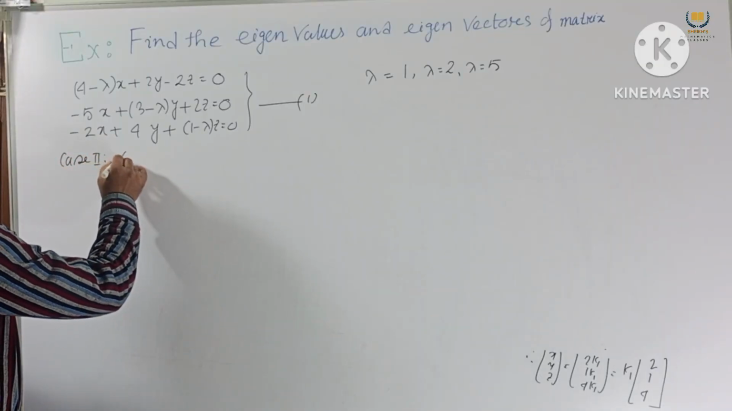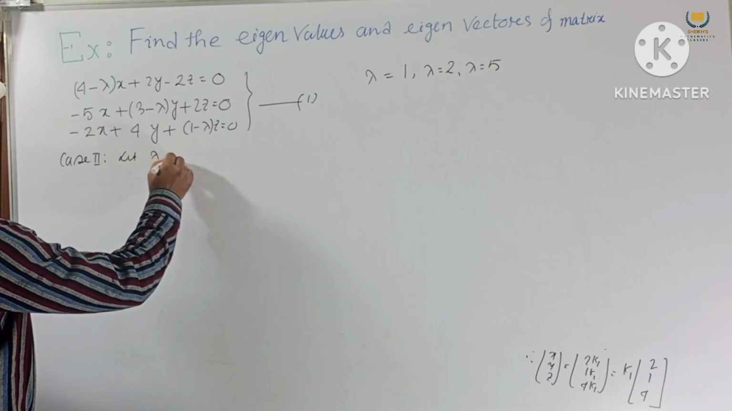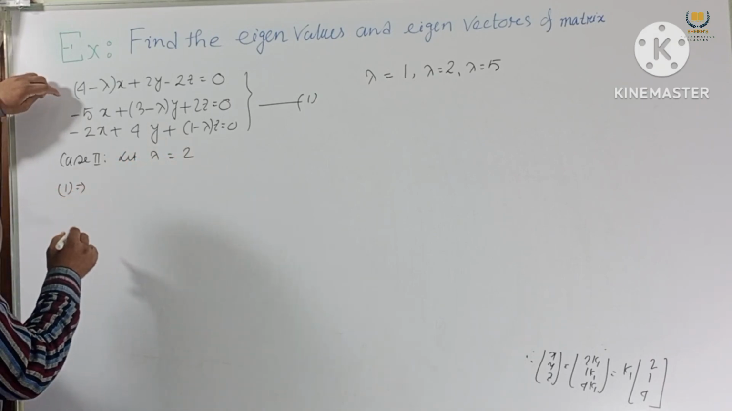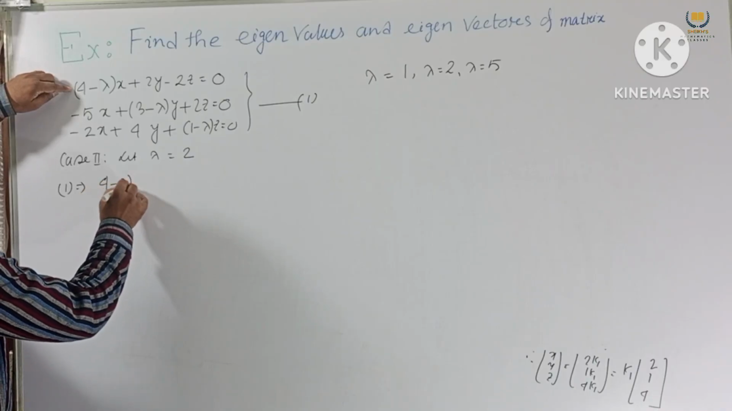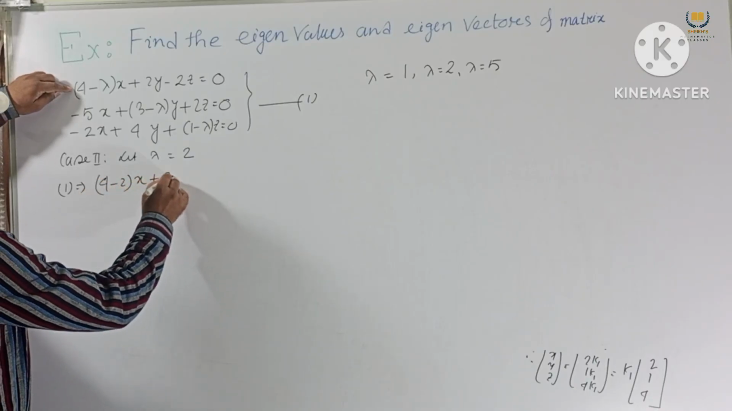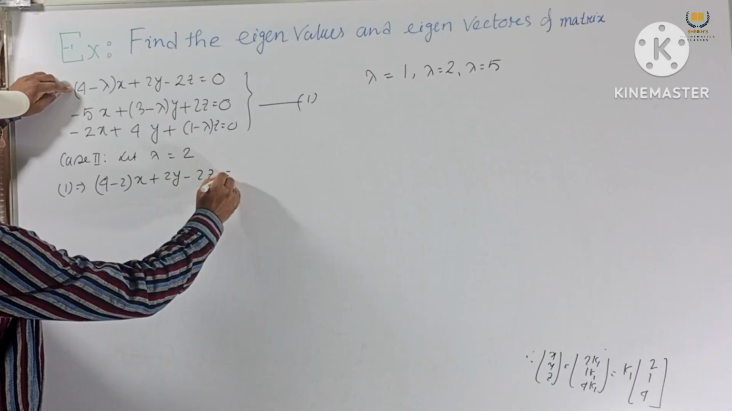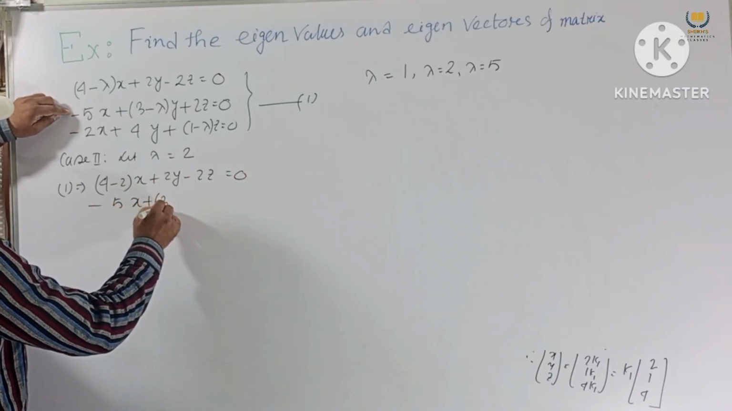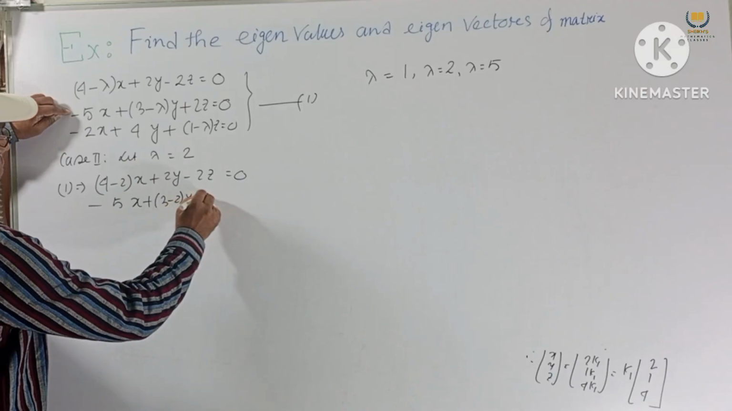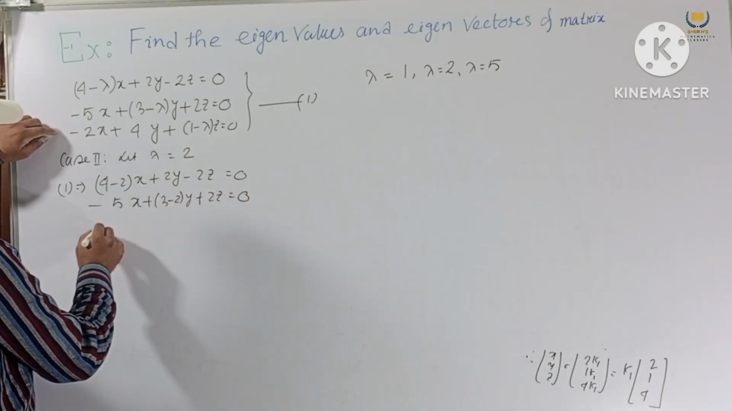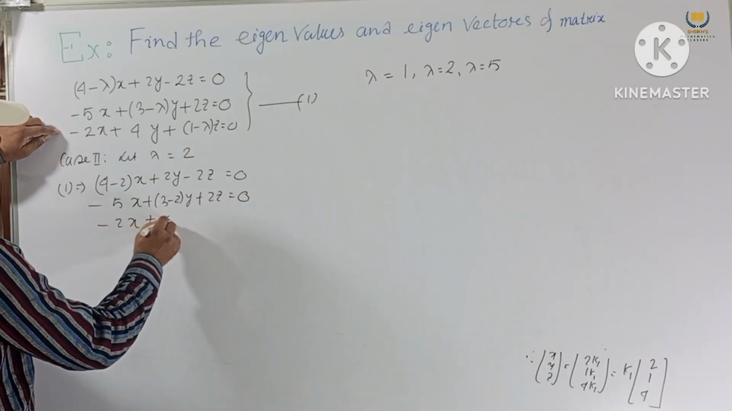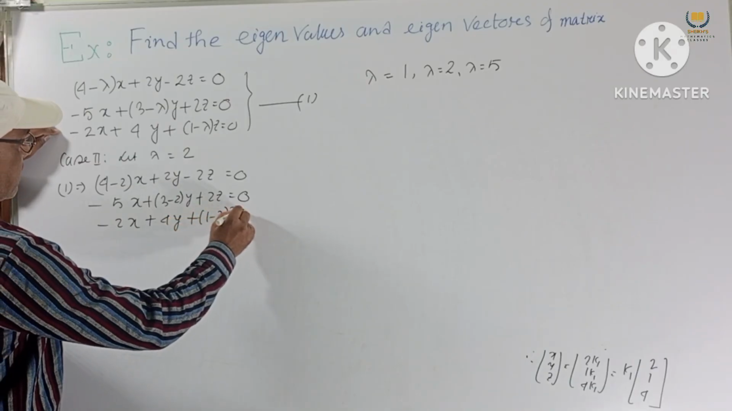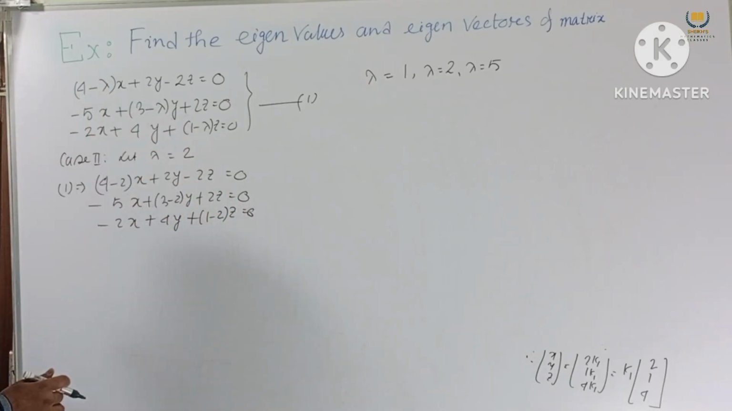Case 2, let lambda equal to 2. Substituting into the equations, we get (4 minus 2)x plus 2y minus 2z equal to 0, minus 5x plus (3 minus 2)y plus 2z equal to 0, minus 2x plus 4y plus (1 minus 2)z equal to 0. Just putting lambda equal to 2.